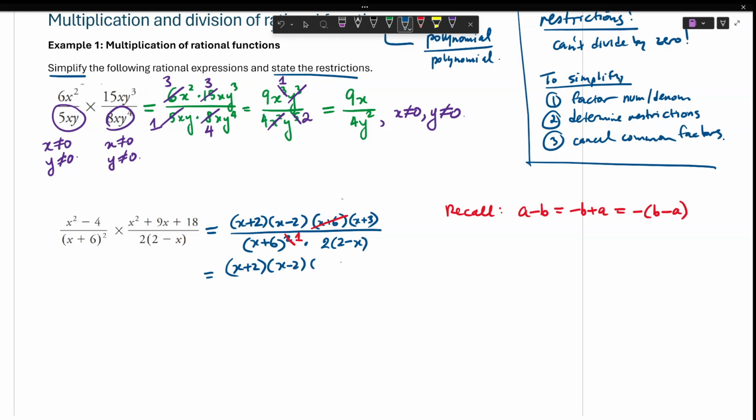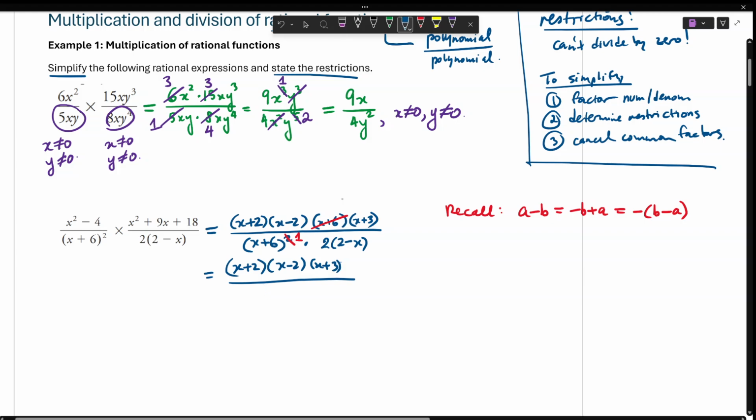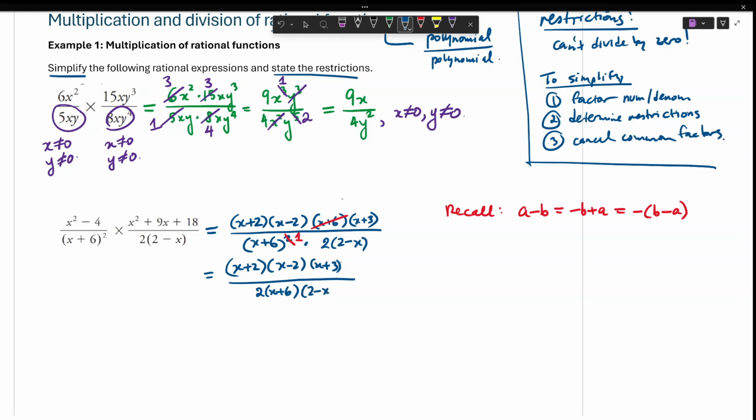So I'm going to change the fraction downstairs. Okay, that's going to be, I'm going to reorder it first. So you have 2 times x plus 6 times 2 minus x. And we're going to say 2 minus x is really negative of x minus 2. Remember this negative sign.